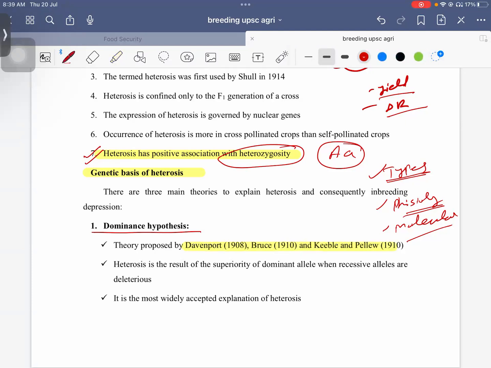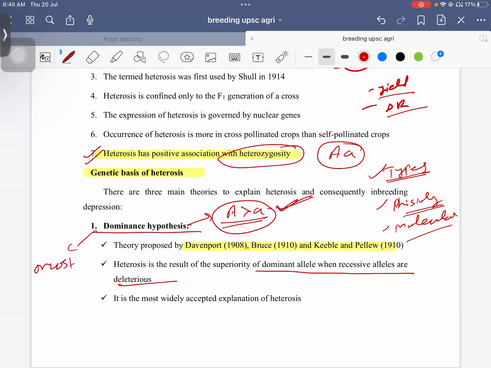That you may not need to know. Heterosis is the result of superiority of dominant alleles with respect to recessive deleterious alleles. Here we consider capital A is dominant over small a. This is the consideration in case of dominance. This is the most widely accepted principle, and it is the basis for genetic principles when we study them.